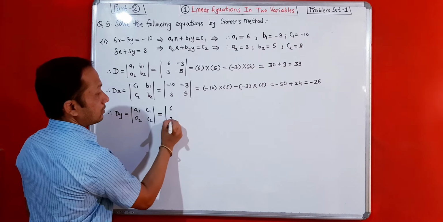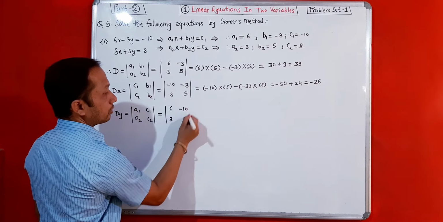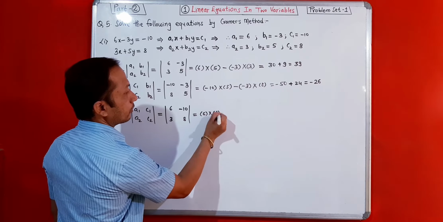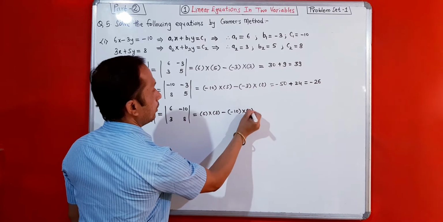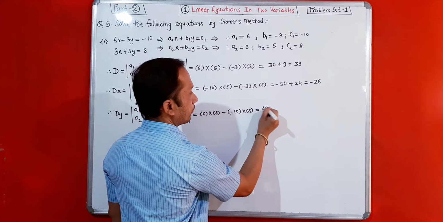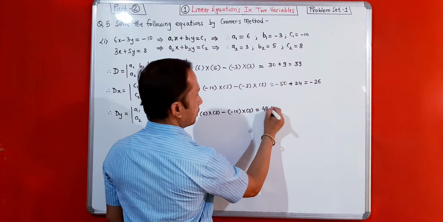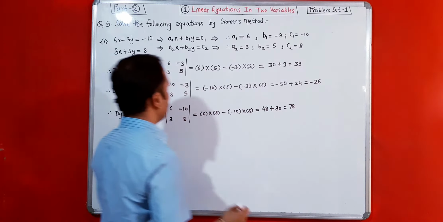6 and 3 and minus 10 and 8. Now proceed the same way, 6 into 8 and minus 10 into 3. So 6 8s are 48, and this is plus 30, so it is 78. Okay, so this is your Dy.